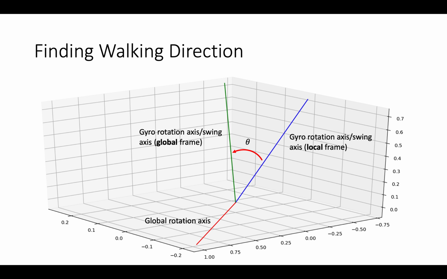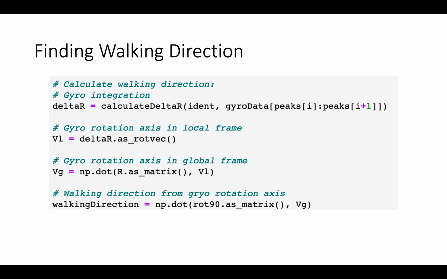The next step is finding the walking direction. We can find the swing angle of a given step by integrating the gyro data over that step. The integration will give us the swing axis in the local frame, and we can translate that over to the global frame. We first integrate the gyro data between two peaks, which is one step, and then the rotation vector of that integration is the swing axis in the local frame. Then we use the rotation matrix we found earlier to rotate the swing axis to the global frame. Finally, we rotate it 90 degrees to get the walking direction.